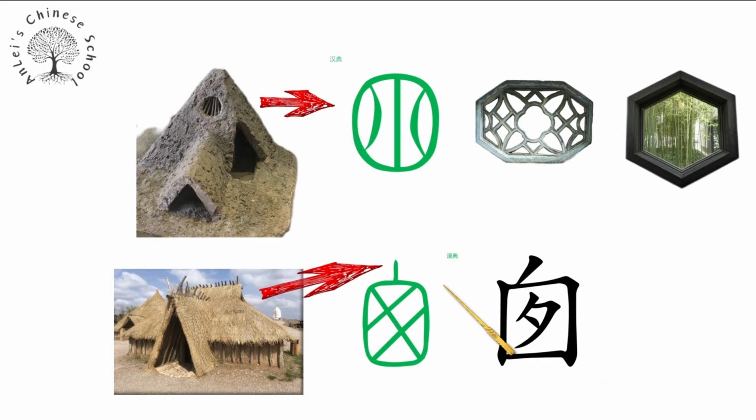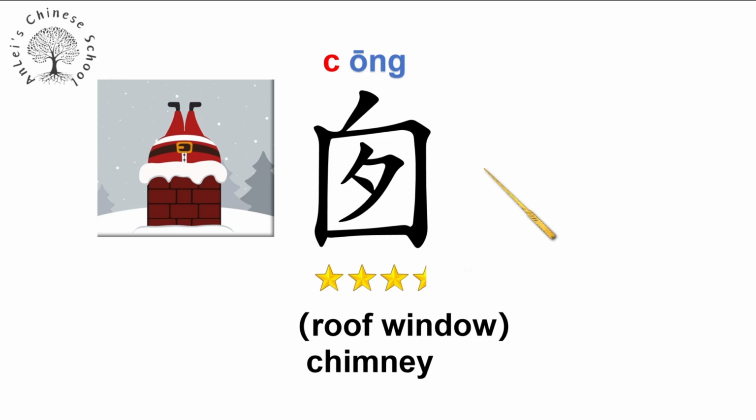Another writing is a square. In the middle is the window lattice. On the top, there's a horizontal stroke, just like the branches over the roof. And what's this character? This character is cong. The original meaning is a roof window. Now it means a chimney.